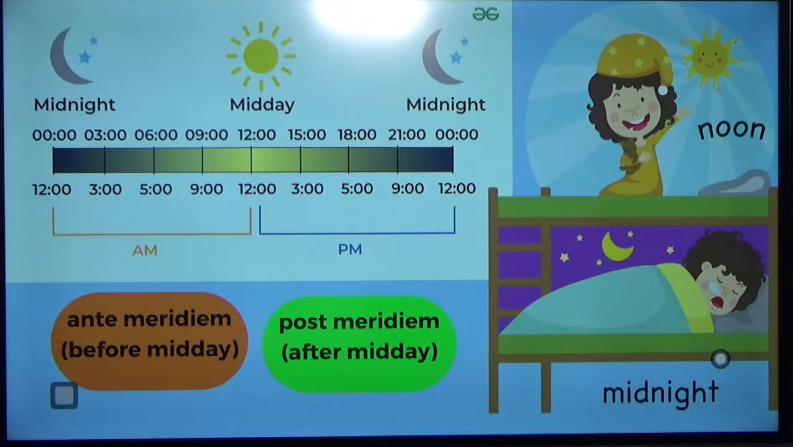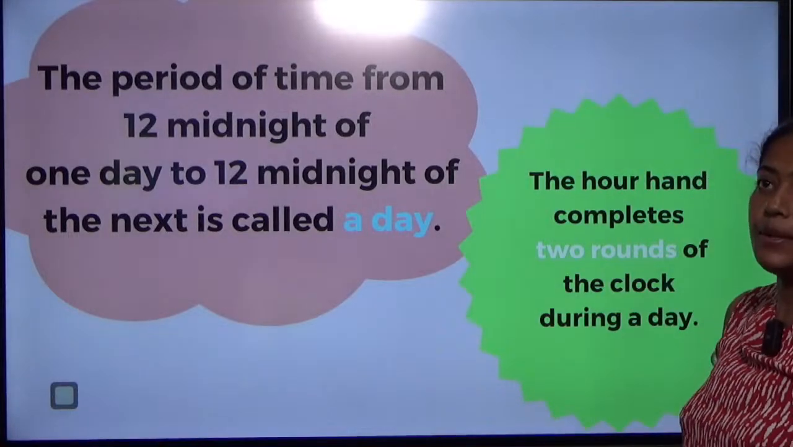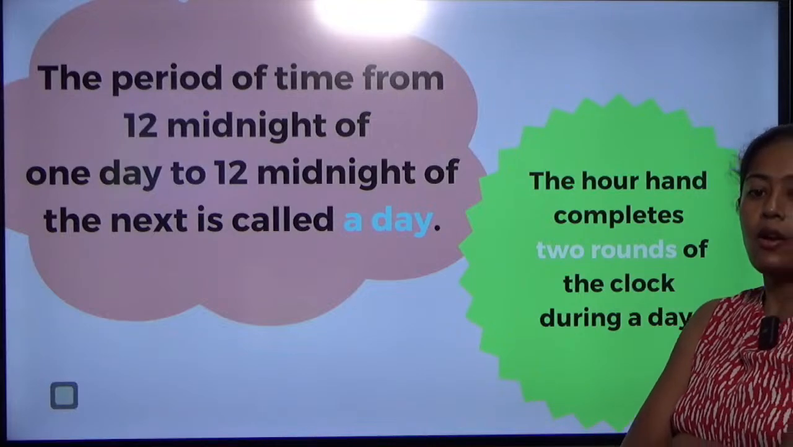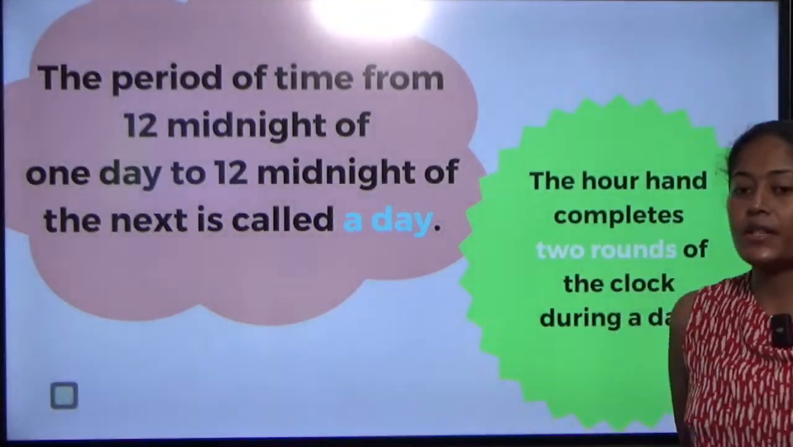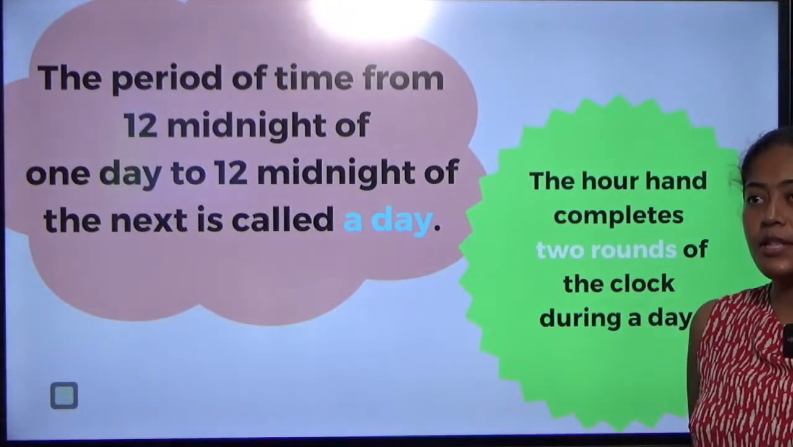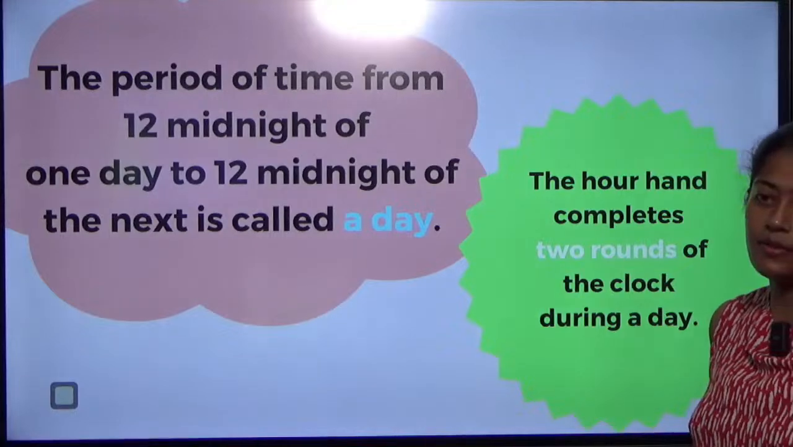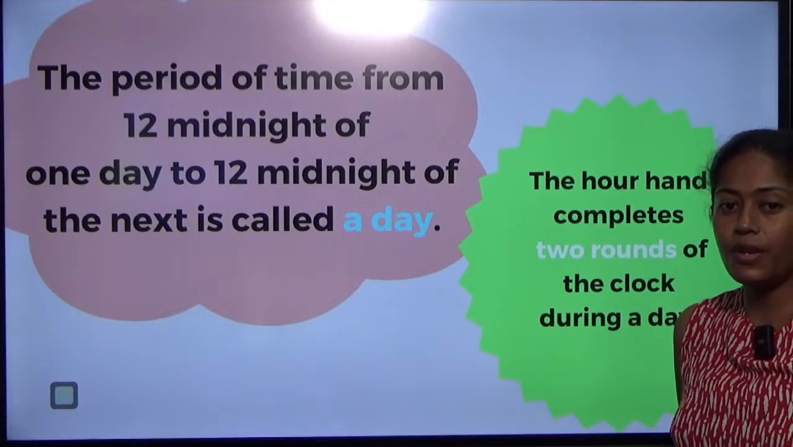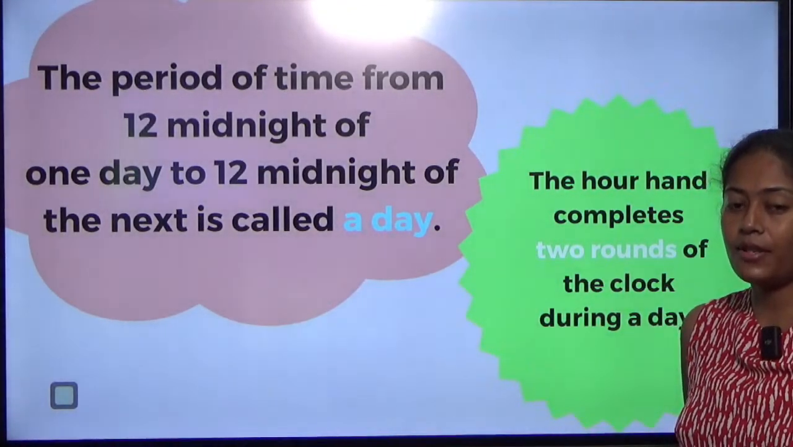Right? Have you finished? Here the period of time from 12 midnight of one day to 12 midnight of the next day is called a day. Same thing I have explained before. The hour hand completes 2 rounds of the clock during a day. Those things you already know. So I note down these. Right? Do you want to note down? I think no need.